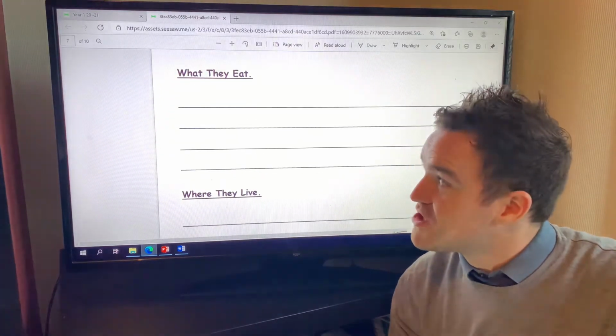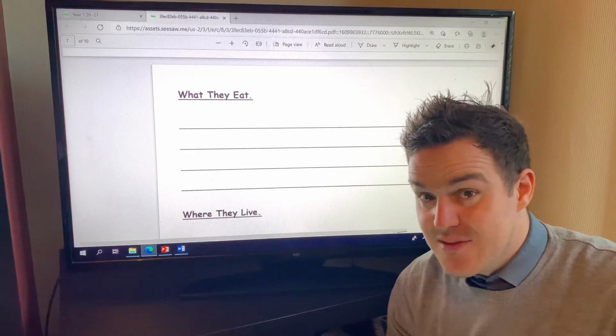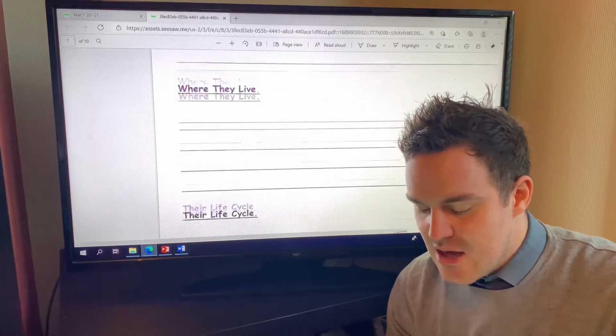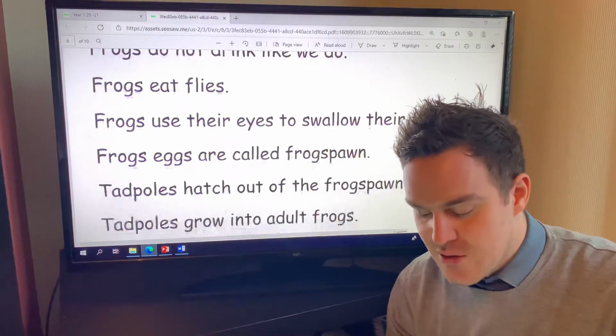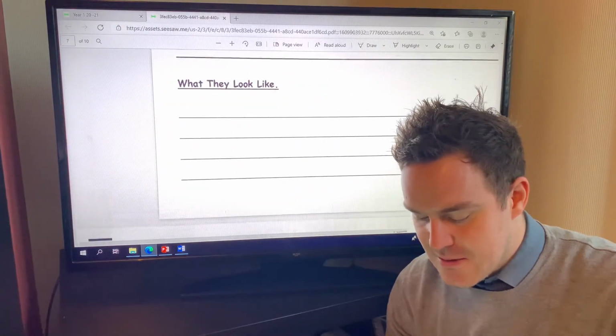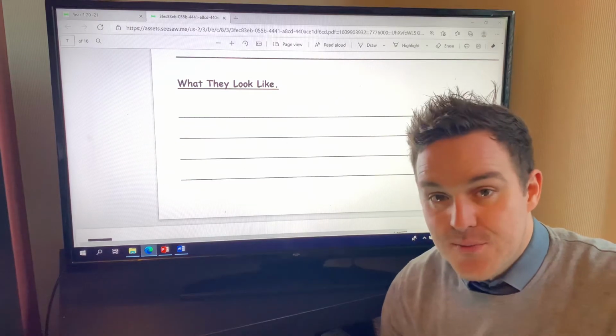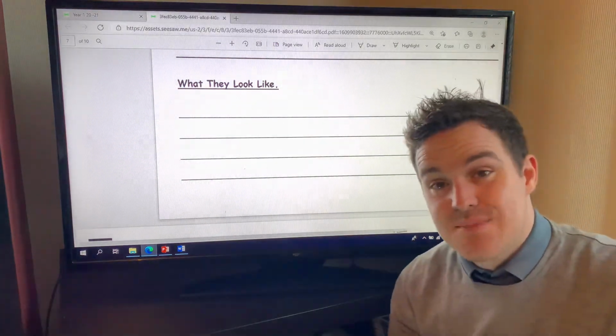So you've got 3 sections. You don't need to stick them in. You might even just write the name of the section beside them. You've got what they eat, where they live, and their life cycle. And those sentences all match up to one of those. Then you've got a final section, what they look like. Maybe you could do some of your own research for that because none of the sentences match up.